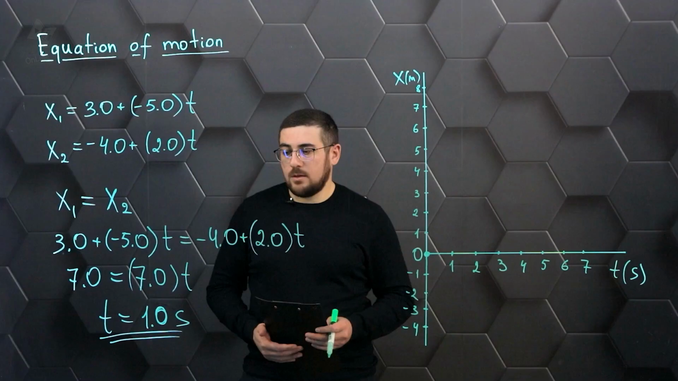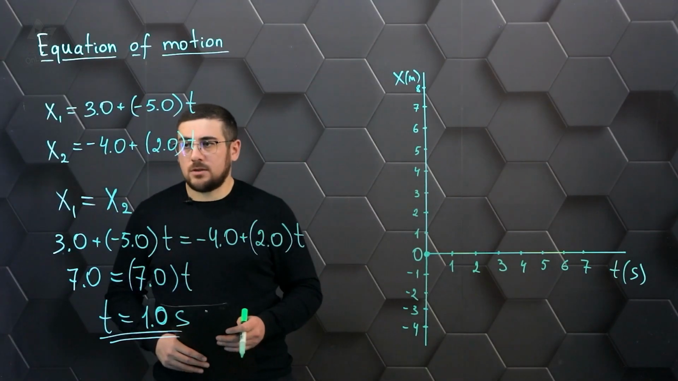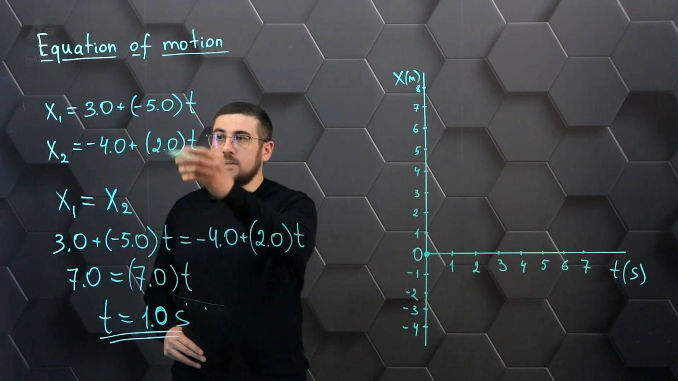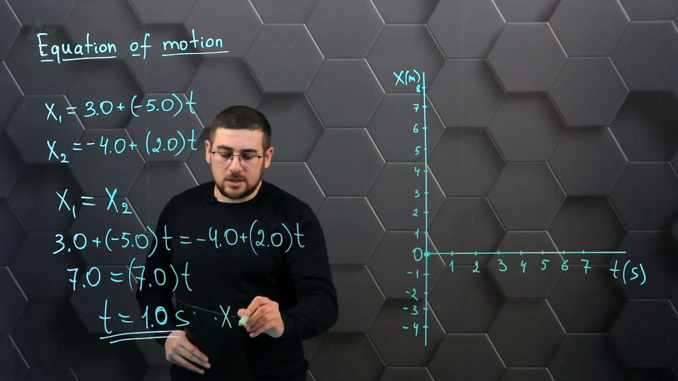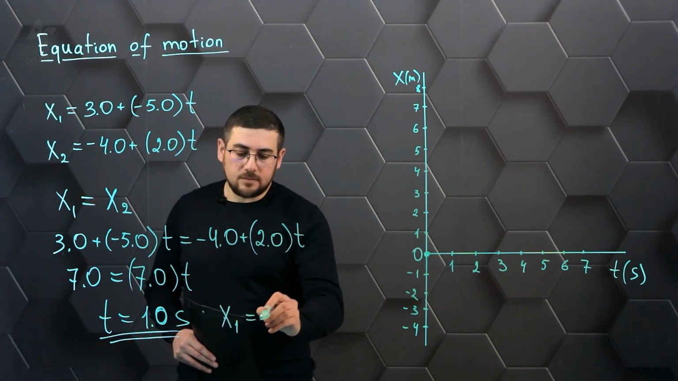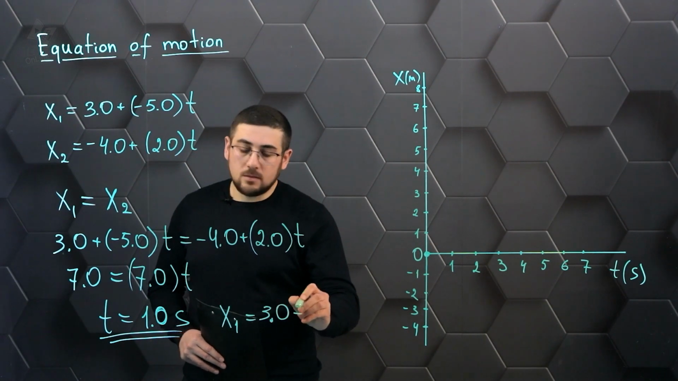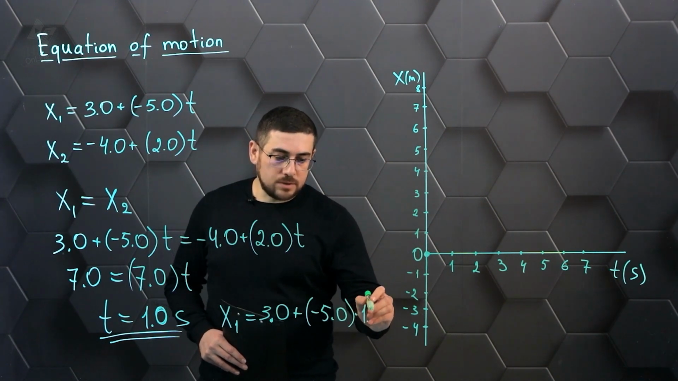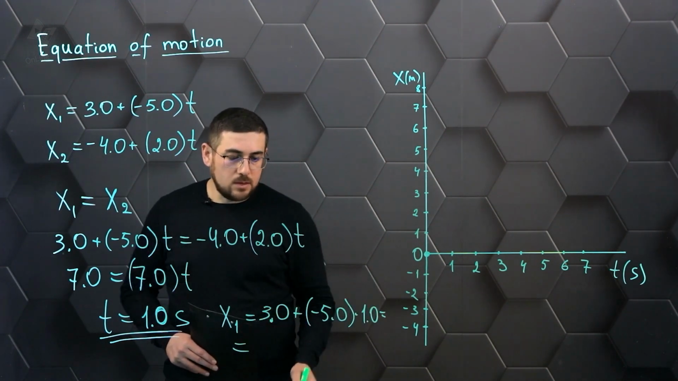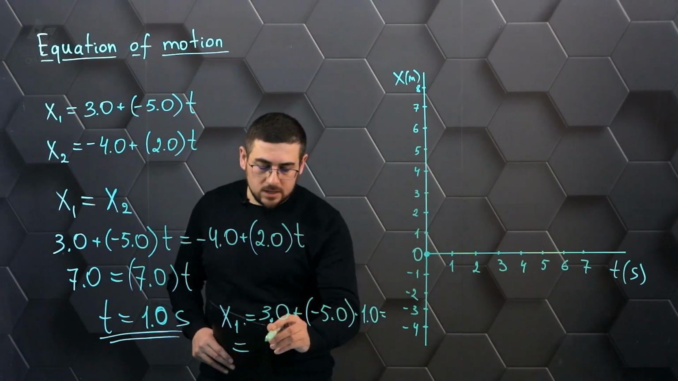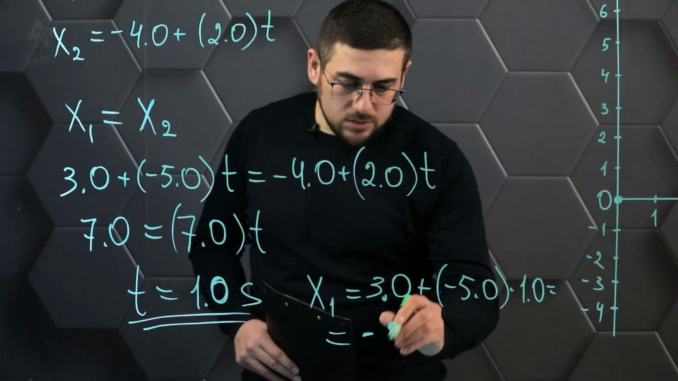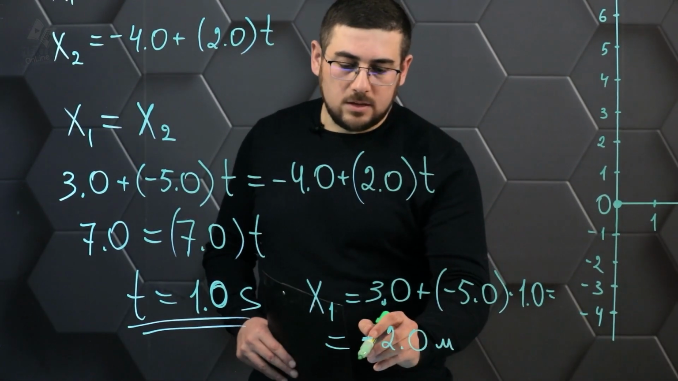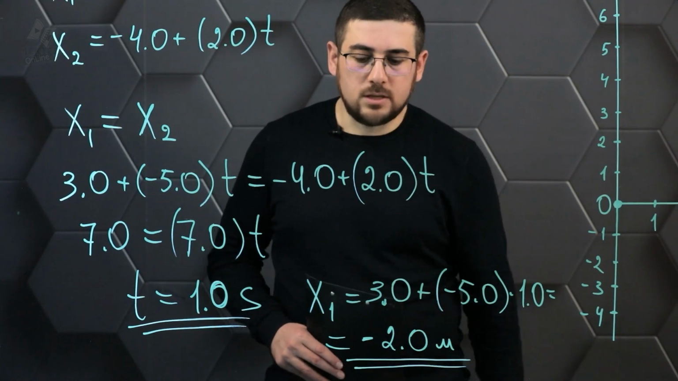Now, in order to determine the coordinate of a given collision, we can put time into any of these equations. Let's say we put it in the first equation. Then the coordinate of the first body is equal to 3 minus 5, multiplied by 1 second. That would be minus 2 meters. So we've determined the time and place of the encounter.